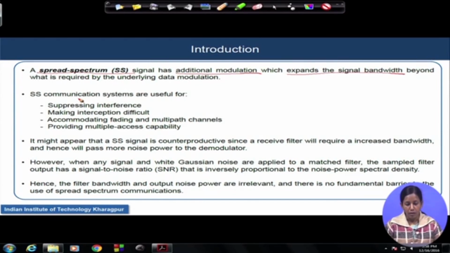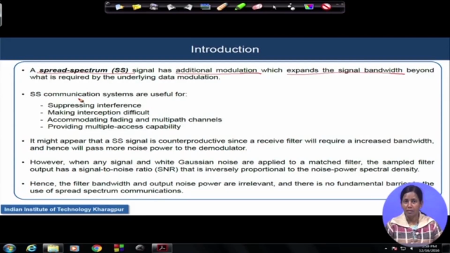So, for example, if I take a BPSK signal, and suppose 1 Mbps is the data rate required, we require at least 1 megahertz bandwidth to transmit this signal. Spread spectrum communication systems will require a bandwidth higher than this 1 megahertz. So, in spread spectrum, we will transmit the same 1 Mbps signal, but with higher bandwidth. That is the meaning of spread spectrum signal itself.